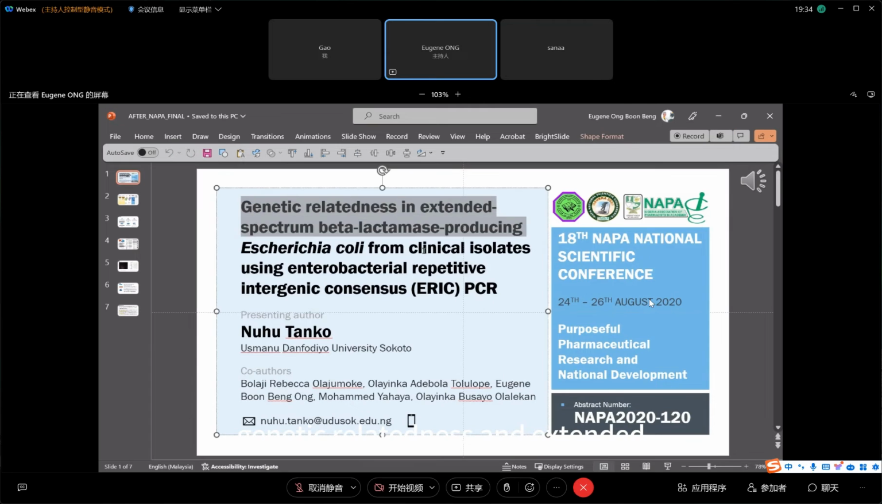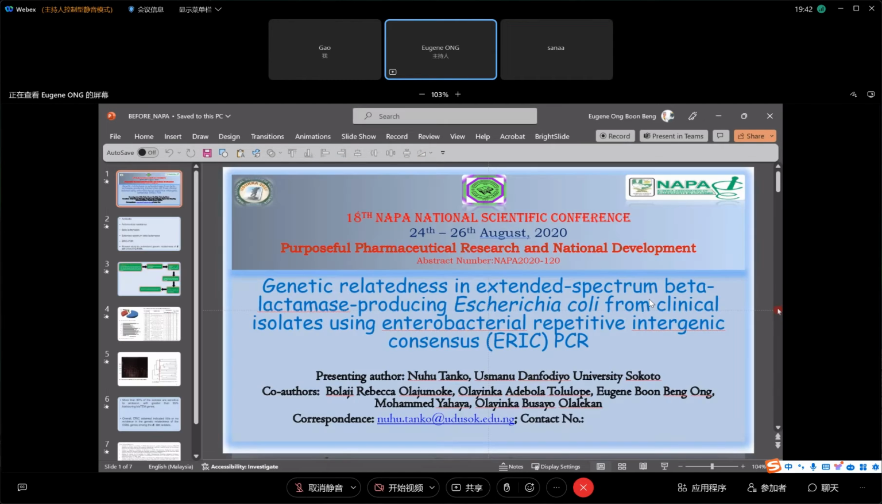Genetic relatedness in extended... presenting author and co-authors. So you can see the difference, right? In just changing the layout and changing the text. So during presentations, it is critical to think about all these things.